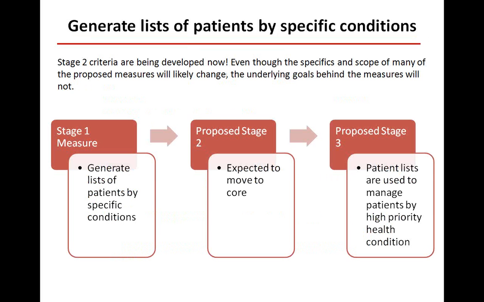So again, looking ahead to Stage 2 and Stage 3, we expect that this menu measure will be moved to a core measure in Stage 2. And by Stage 3, ONC is proposing that the patient list be used to manage patients by high priority health condition. Again, we don't have any detail on what that exactly means, and this is definitely subject to change by the time Stage 3 is implemented in 2015. But we do expect that this measure will be a little more specific by then. So focusing on generating those lists and then finding good quality uses for those lists at this time will ensure that you are prepared by the time we get to Stage 3.